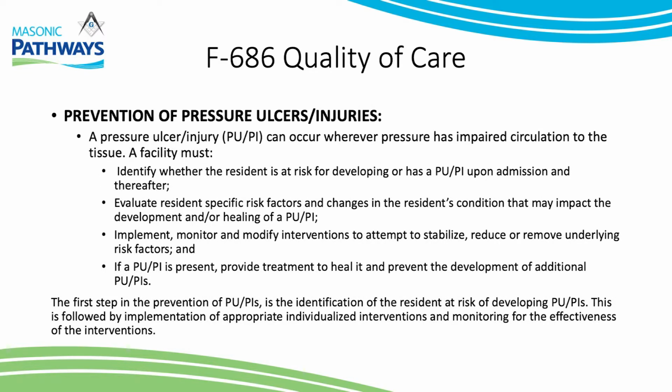Pressure areas can occur whenever pressure has impaired circulation to the tissue. The facility must identify whether the resident is at risk for developing a pressure area on admission and thereafter. So, resident-specific risk factors and changes in the resident's condition that impact the development or healing of a pressure area. And then we need to implement, monitor, and modify interventions to attempt to stabilize, reduce, or remove underlying risk factors. And if a pressure area is already present, we need to promote treatment to heal it and prevent the development of additional ones. And the first step of prevention is identifying those who are at risk.